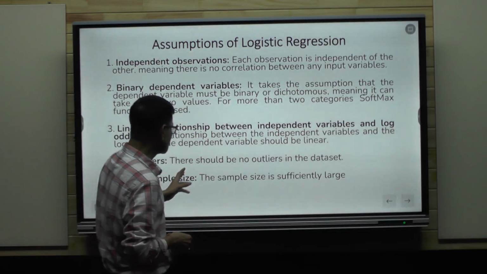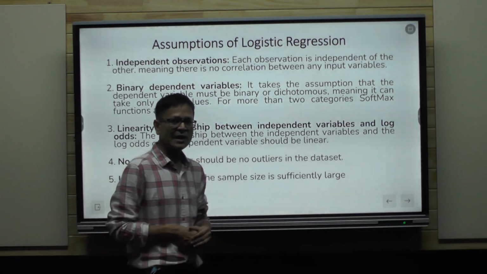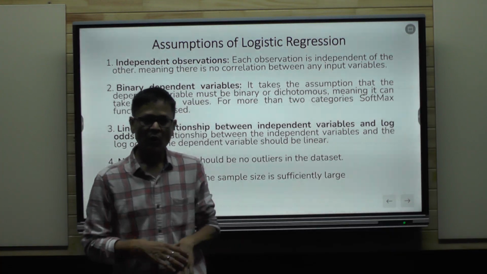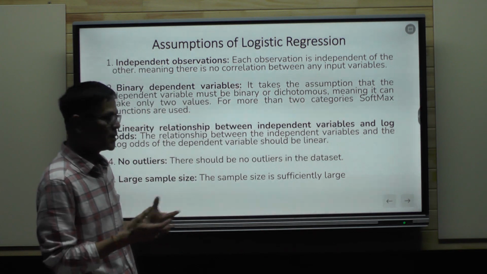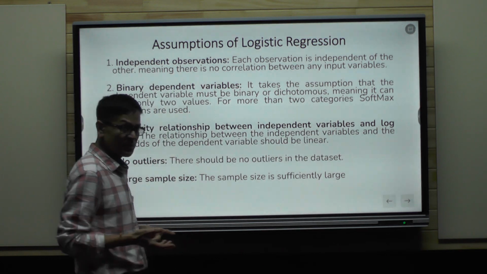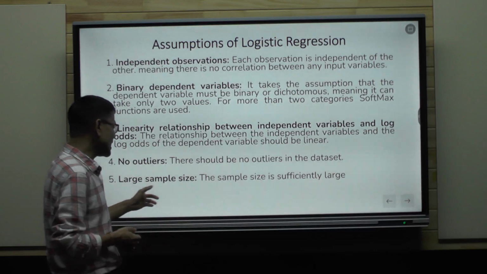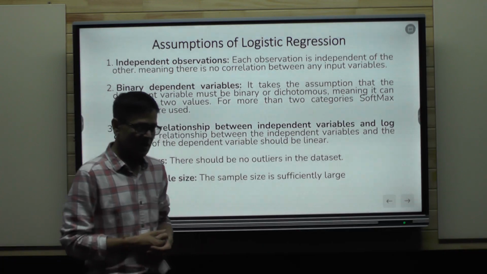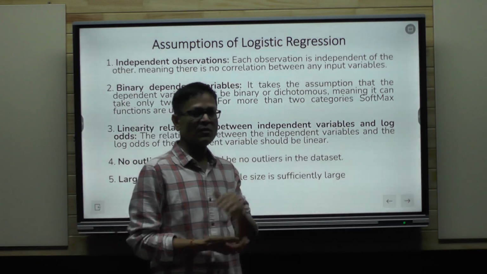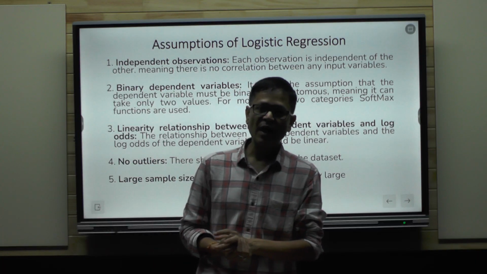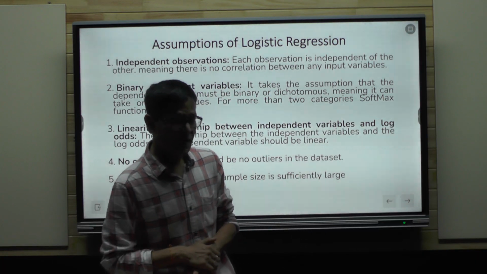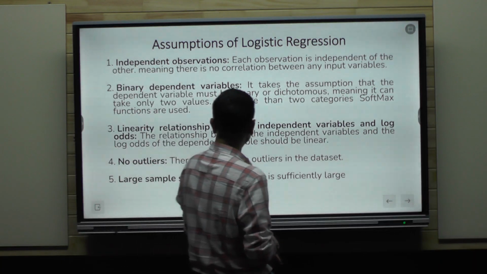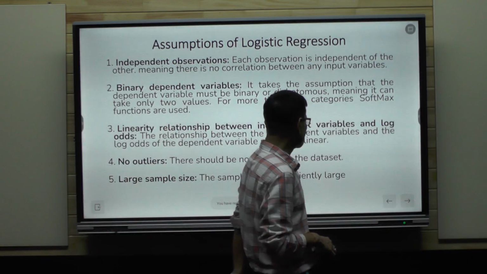Fourth assumption, it assumes that there should be no outliers in the data set. Although logistic regression can handle outliers very well, we assume that they are removed earlier in the pre-processing step. Large sample size: the sample size should be sufficiently large. That means you need a large amount of data to actually make correct predictions. Okay, so these are the assumptions of logistic regression.